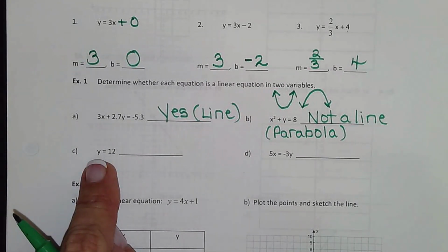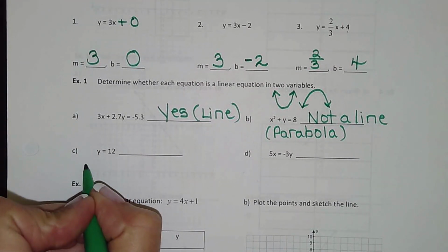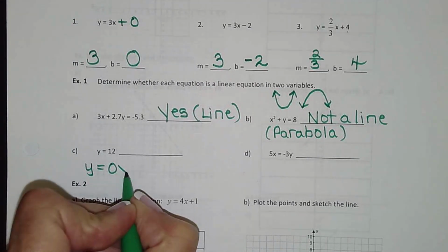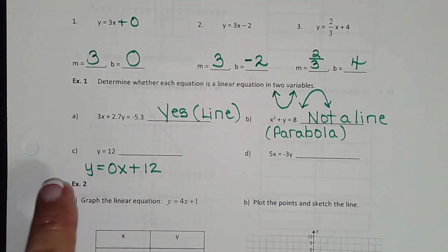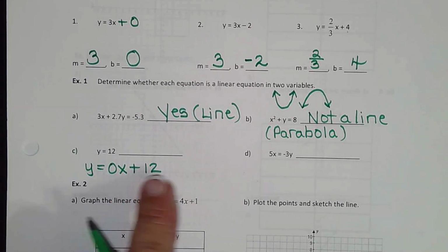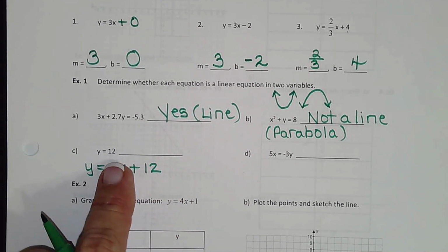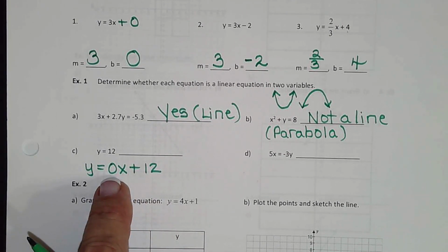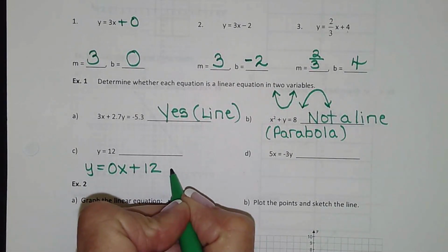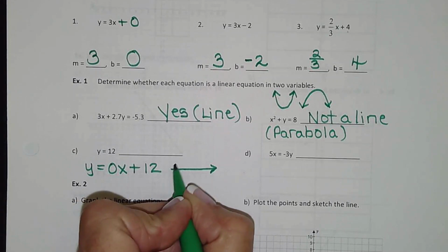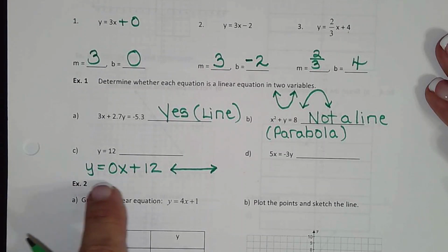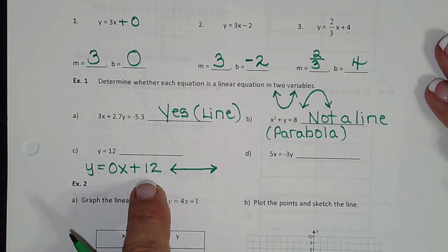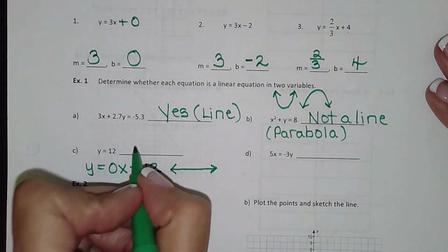So I come to this one, I go, ooh, could I make this y equals mx plus b? Oh, sure I could. Isn't this the same thing as that? Y equals mx plus b, because 0 times anything is 0. So 0 plus 12 is still 12. So this is a line with slope 0, and we're going to learn that means it's a horizontal line. So we'll learn all that in this chapter, but right now you just need to know that it can be written as y equals mx plus b, so therefore it is a line.